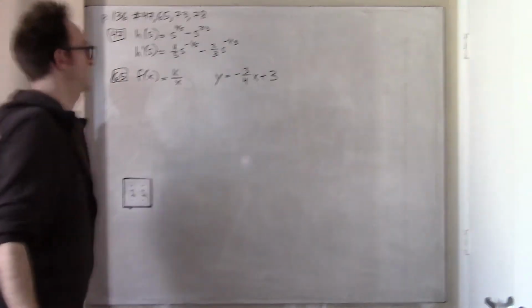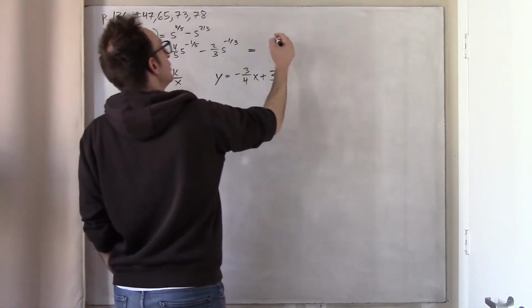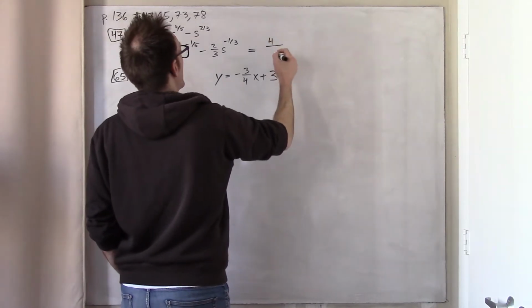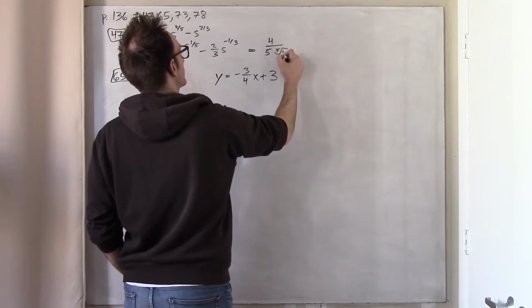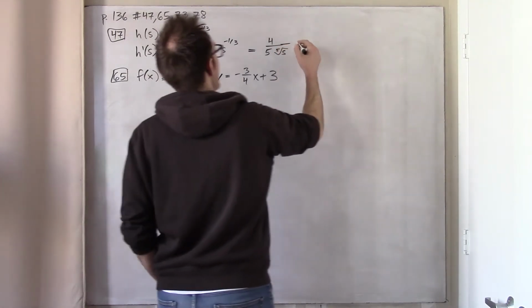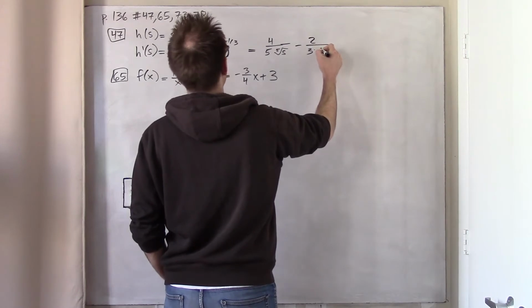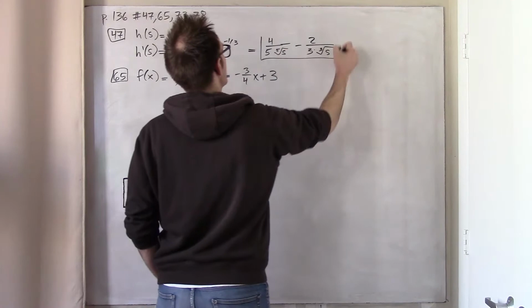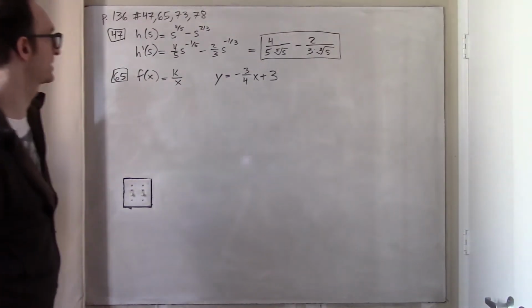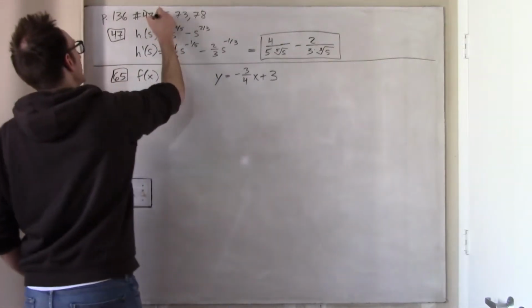1/3. And you either leave it like that, or if you want to be cool, you can write this as 4 over 5 times the 5th root of s minus 2 over 3 times the cube root of s, and maybe that's worth writing, maybe not. Okay, that was number 47. Good, 1 down, 3 to go.